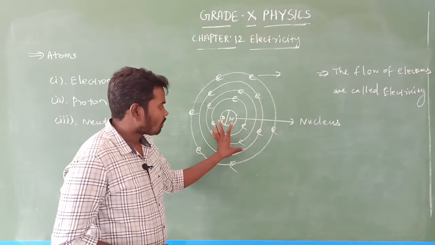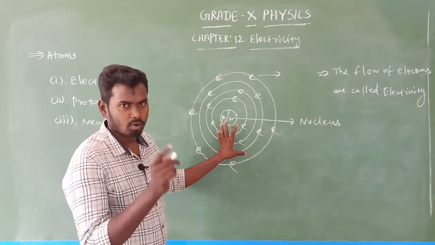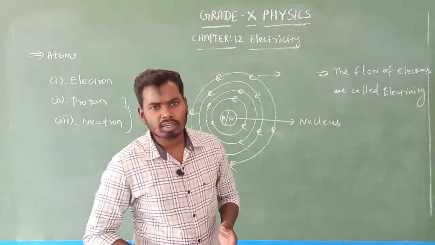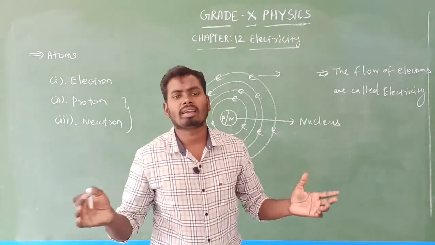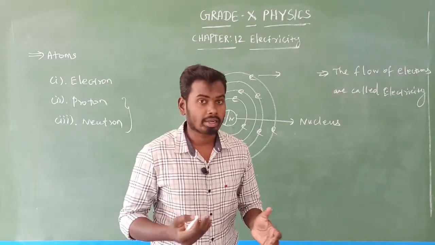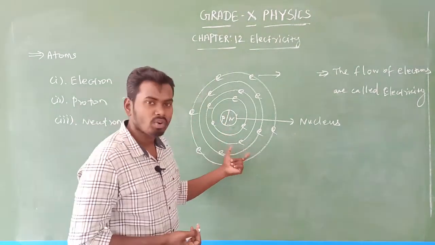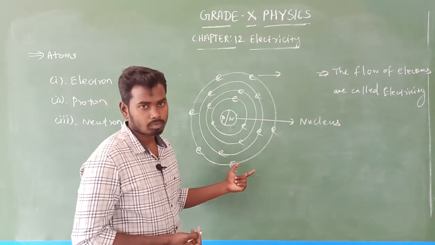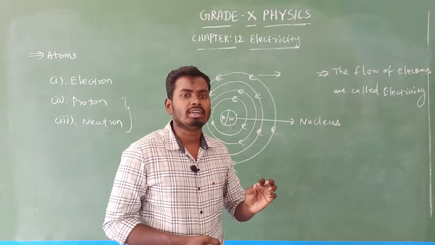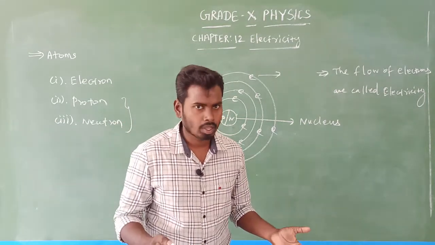So this is for one atomic structure. This is for one atom. But an object contains billions and trillions of atoms. How much? Billions and trillions of atoms. This is for only one atomic structure, but each and every object contains billions and trillions of atoms.